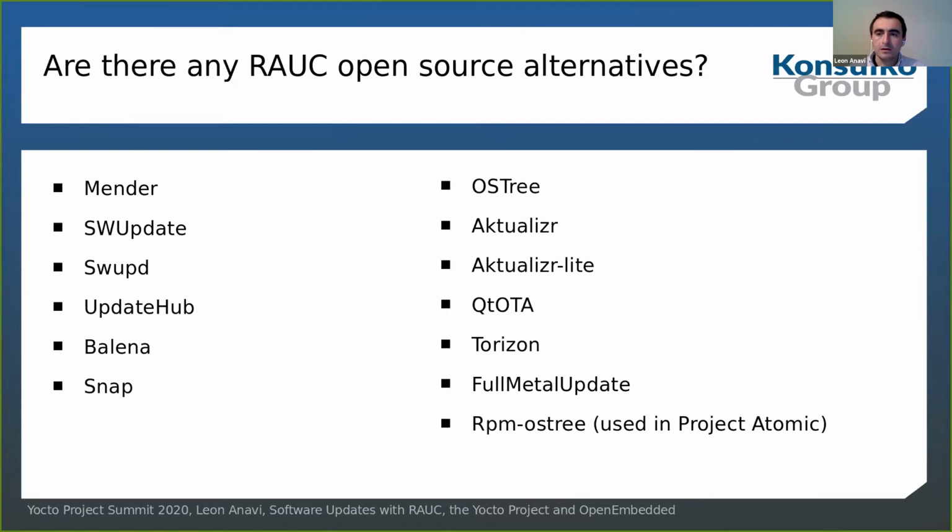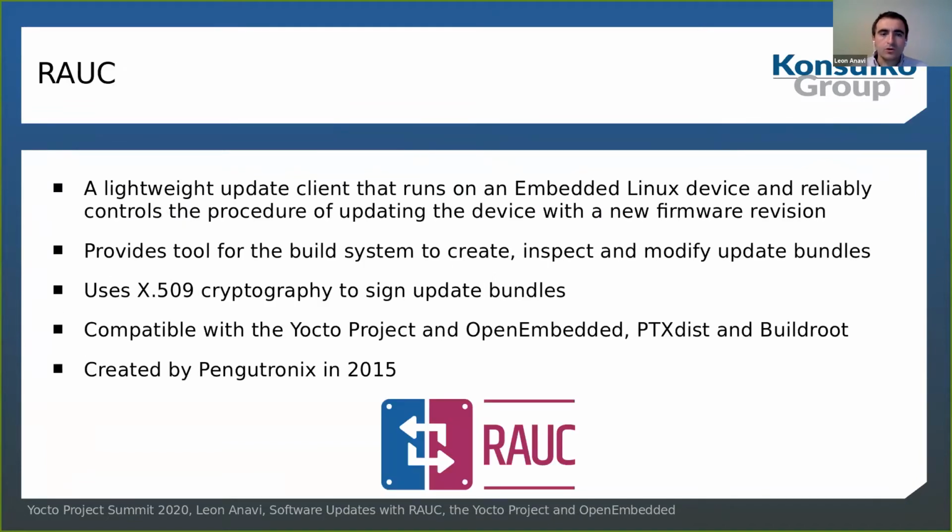There are many solutions for software over-the-air updates nowadays. A couple of days ago at the Embedded Linux Conference, I had a talk doing an overview of most of them. This is a short list of some of the common open source alternatives to RAUC. We have various technologies using either A/B updates, delta updates, or container-based strategies. It's a huge variety. Today we're going to focus on RAUC.